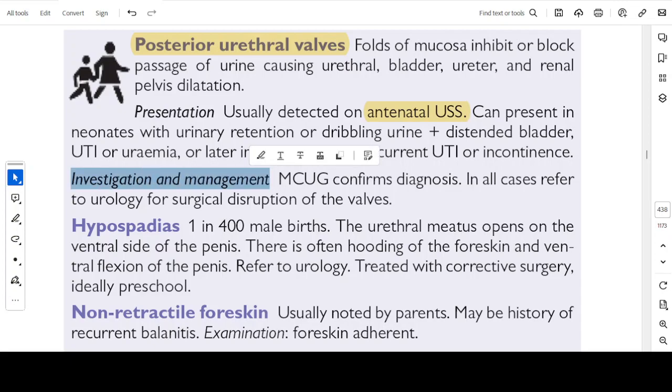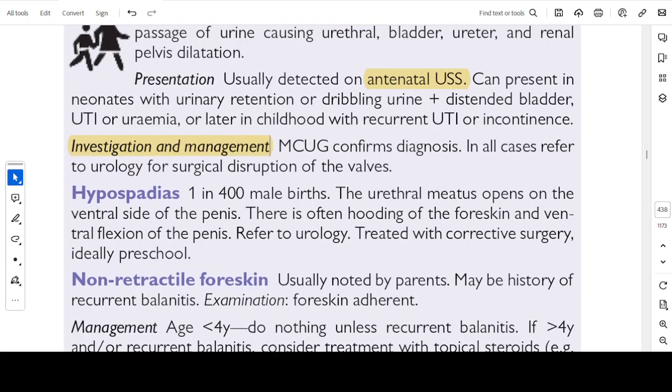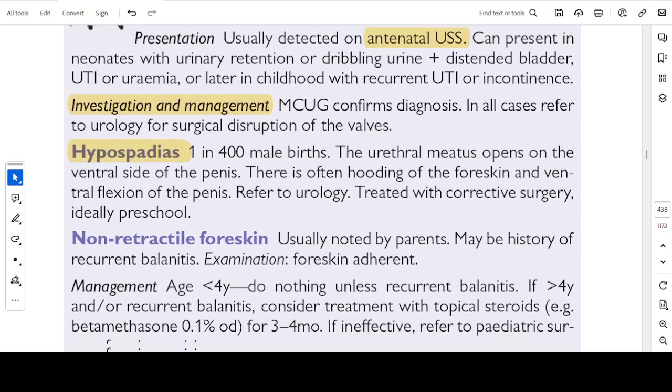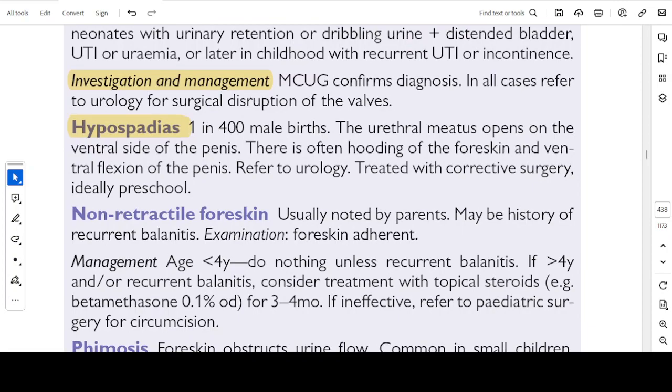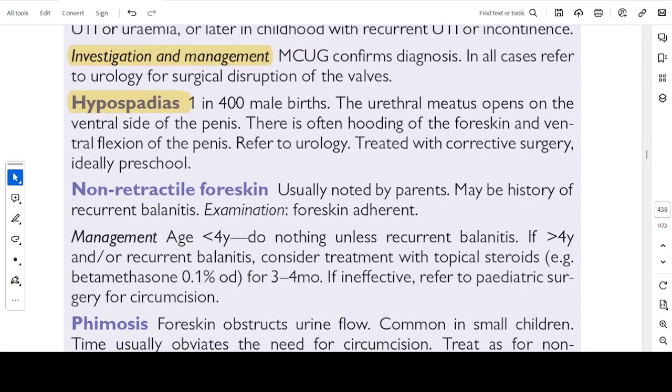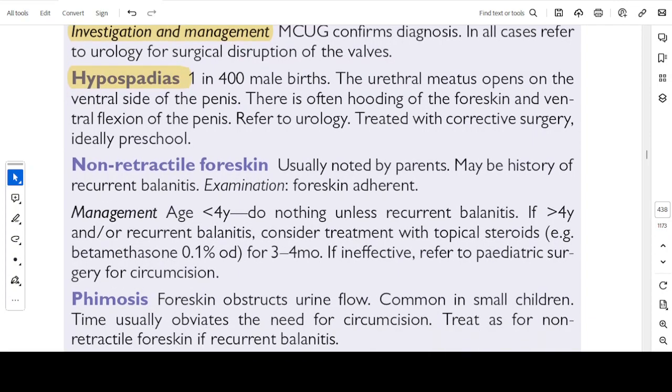Investigation and management. MCUG, micturating cystourethrogram, confirms the diagnosis of posterior urethral valves. In all cases, refer to urology for surgical disruption of the valves. Hypospadias: 1 in 400 male births, the urethral meatus opens on the ventral side of the penis. There is often a hooding of the foreskin and ventral flexion of the penis. Refer to urology. Treated with corrective surgery, ideally preschool.